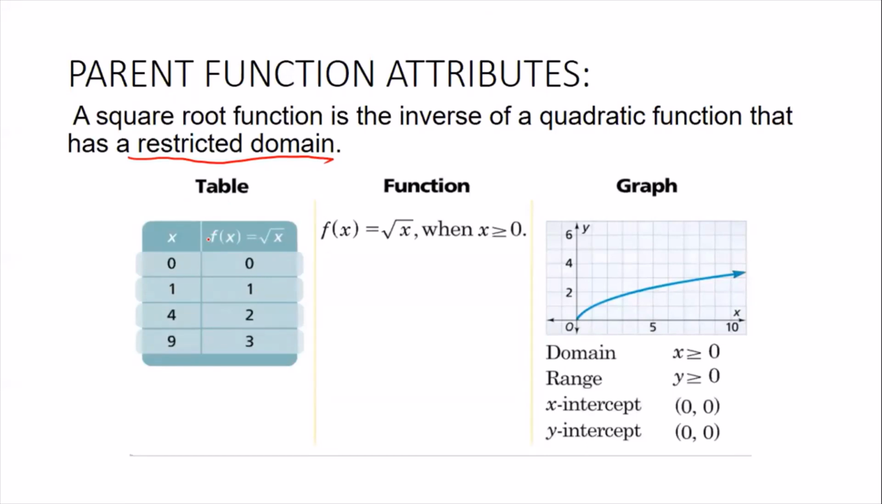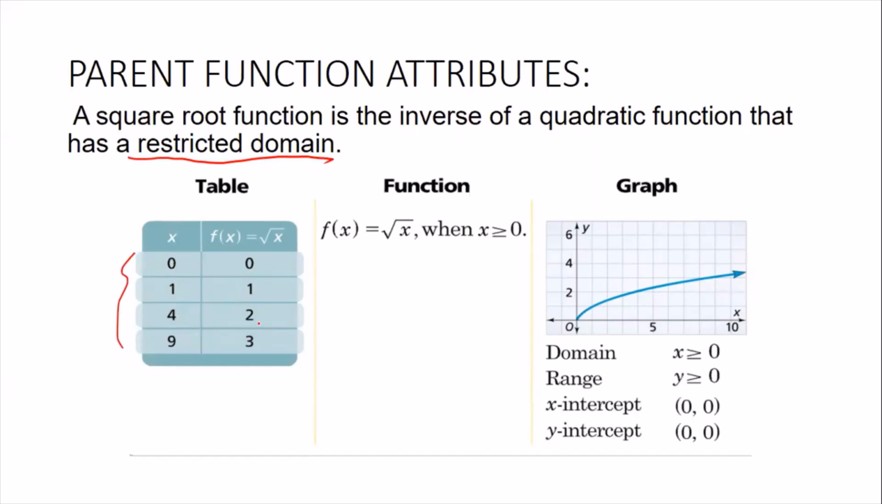Now, the table representation. These are our smallest perfect squares. That's what your x's are. Your x's are your smallest perfect squares. And so when I ask for the square root of 0, what do I get? 0. Square root of 1, what do I get? 1. Square root of 4, what do I get? 2. Square root of 9, what do I get? 3. So these are our smallest perfect squares, and these are the values that we use when we're typically talking about our parent function.